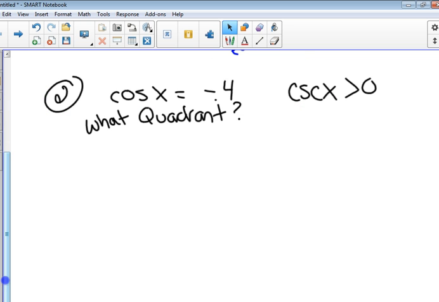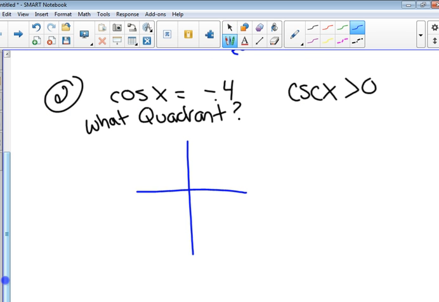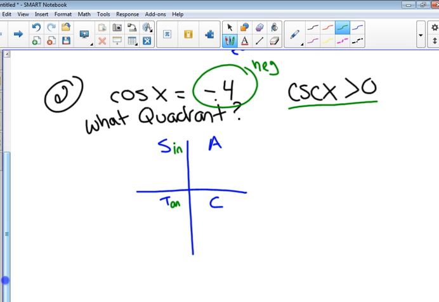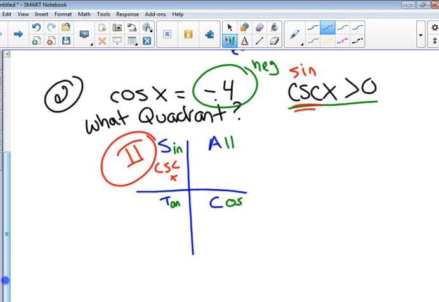Now this is like the first thing you just did. Draw your little quadrant chart. Is cosine positive or negative? Good. So cosine's negative. The cosecant is positive. Remember, this stands for sine, and this stands for cosine. So cosecant has the same properties as sine, so sine would have to be positive, and cosine has to be negative. So cosecant is positive in those quadrants, and cosine is negative because of that. Cosine is going to be negative anywhere besides quadrants 4 and 1.